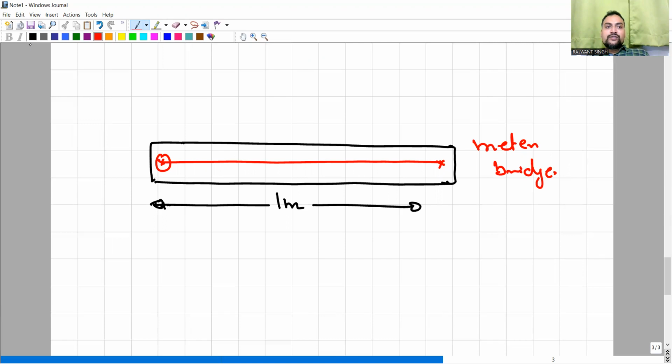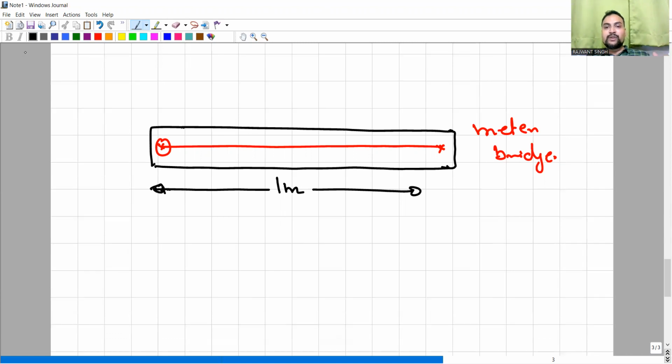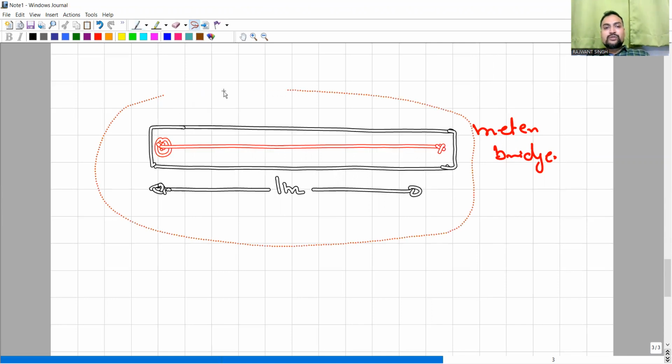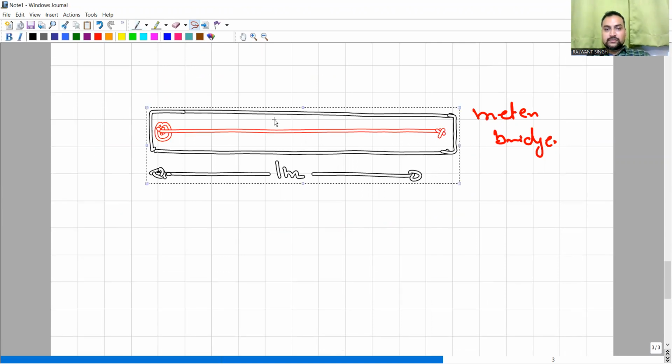Now the meter bridge is used for multiple experiments. A few of the experiments you will do in your second PU, class 12 syllabus, and CBSE also has it. You will find it in your physics lab, and there are a few experiments that you'll do on the meter bridge itself. We are going to use this meter bridge to construct our potentiometer, because we are doing the potentiometer topic. Now how to use the meter bridge to make a potentiometer?